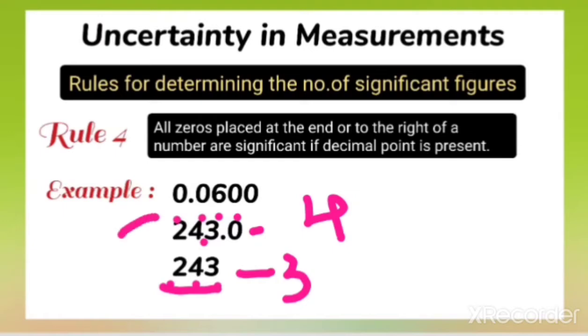So as you know, both these numbers are the same number, but still we can say that here point 0 is there, that's why here 4 is the number of significant figures and here 3 is the number of significant figures.